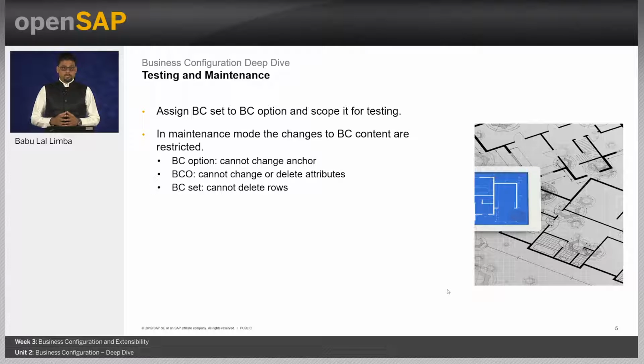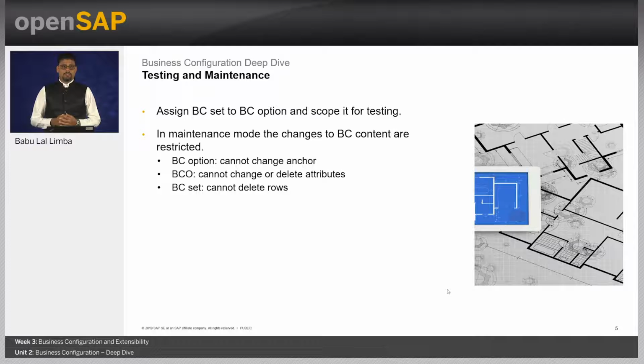It is also important to understand the maintenance aspects of business configuration content. Once the add-on is in maintenance mode, there are restrictions to change the business configuration content. Hence, it is important to know these restrictions so that you prepare the content in the right way and do not face challenges later. To highlight a few scenarios, in a business configuration option, for example, you cannot change the mandatory flag which is available for scoping, and you cannot change the anchor.